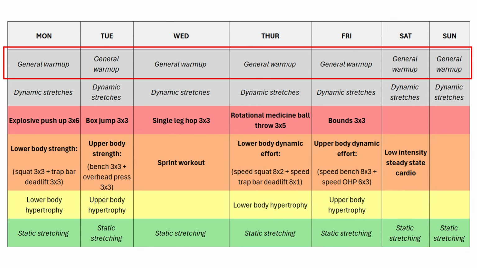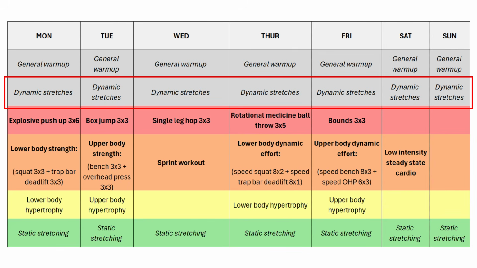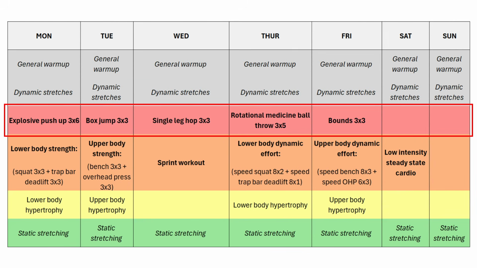You start with a general warm-up and then some dynamic stretches, and then you get into your plyometrics. So on Monday, that is explosive push-ups for 3 sets of 6. On Tuesday, it's box jumps. Wednesday, it is single leg hops. Thursday, it's rotational medicine ball throws. And then Friday, it's bounds.